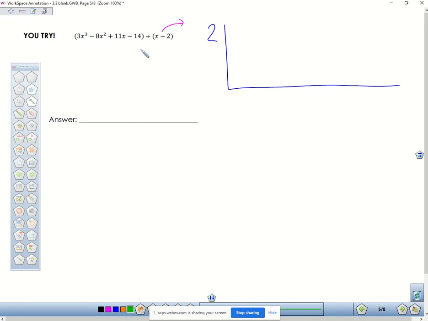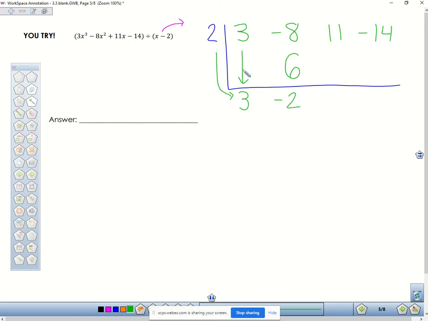Now we're going to write the coefficients of my dividend terms. So are we skipping any x's in these dividend terms? No. So we can write 3, negative 8, 11, and negative 14 out. We're going to bring down the 3. What's our next step after this? Good, we're going to multiply. 2 times 3 is 6. We're going to add. What's this become?